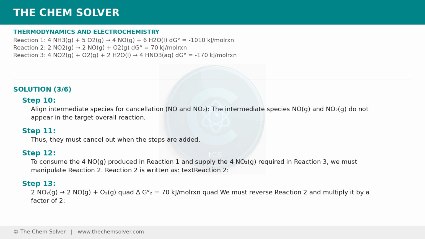manipulate reaction 2. Reaction 2 is written as 2NO2 gives 2NO + O2, ΔG°2 is equal to 70 kilojoules per mole of reaction. We must reverse reaction 2 and multiply it by a factor of 2.